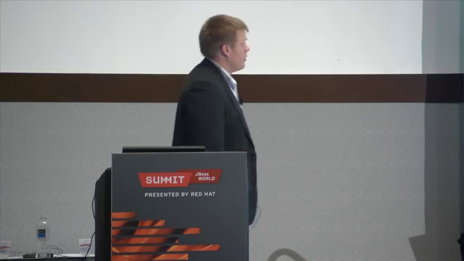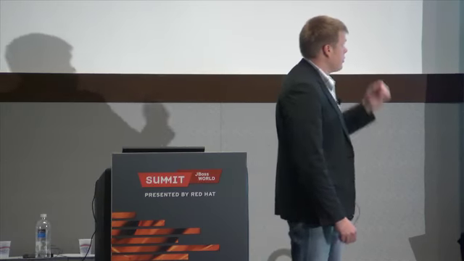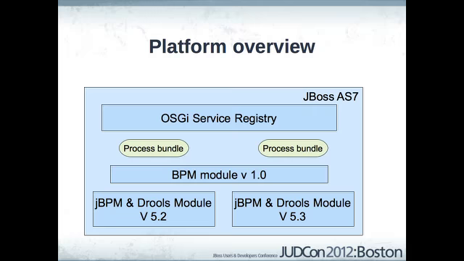Yeah, I'm not really good at drawing in PowerPoint, as you can see. So it's just a very generic overview of the platform. We have JBoss AS7 with an embedded OSGi service registry. Then we have the BPM module. This is the very thin layer of the API that is exposed to both process bundles and clients. And then we have different versions of jBPM and Drools modules deployed on the application server.